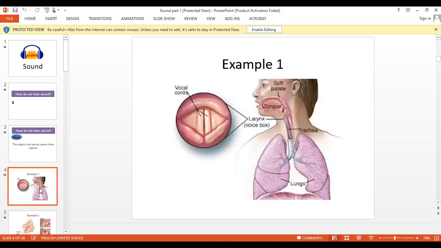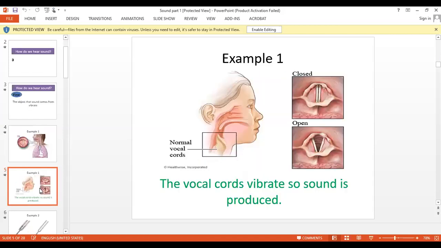So the first step is the vibration, and vibration is the keyword in the sound lesson. The vibration of your vocal cords, the vibration of the particles forming the air. The word vibration is the most important part in this whole lesson. So as I told you, the vocal cords vibrate, so the sound is produced.